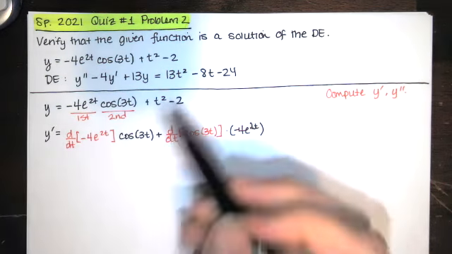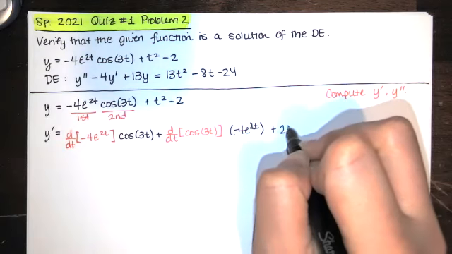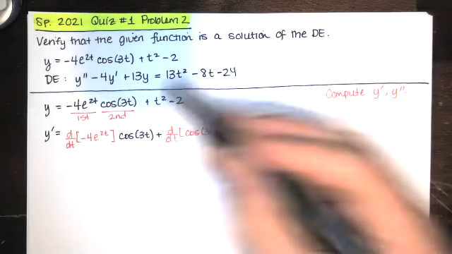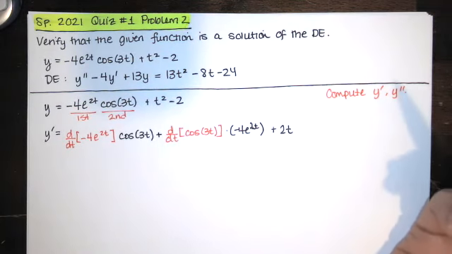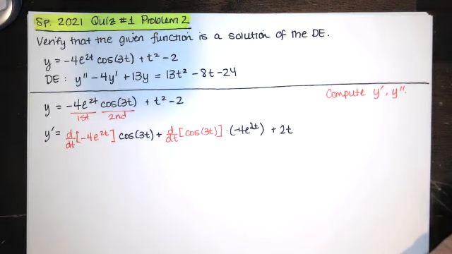And then we'll add the derivative of t squared, which is 2t, by the power rule. You bring the power down, multiply by t to the 1 less power, and then we'll add the derivative of -2, which happens to be 0. So that's our y prime. It's just not simplified. And to compute the derivative of this, we have to use the chain rule.